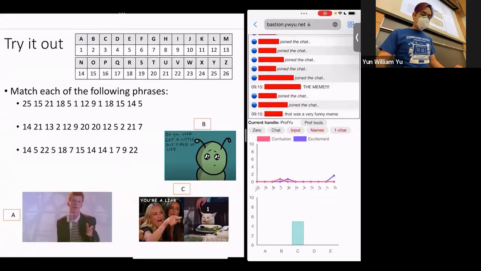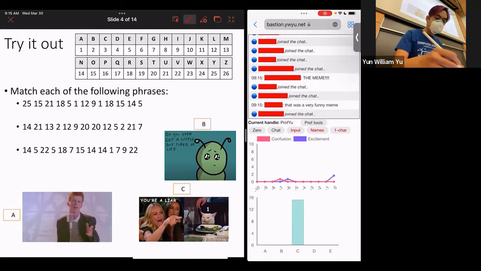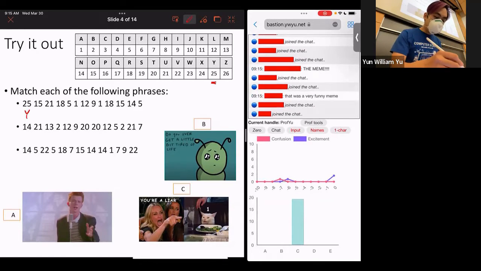This meme, of course, is with respect to the liars and witnesses that we were talking about with Fermat primality testing. But this is pretty easy to figure out, right? You just have to match things in. So you have a 25, which is a Y, so Y. And then the 15, which is an O. 21 is a U. And then 18 is an R, 5 is an E, 1 is obviously an A, L, I, A, R, O, and E.